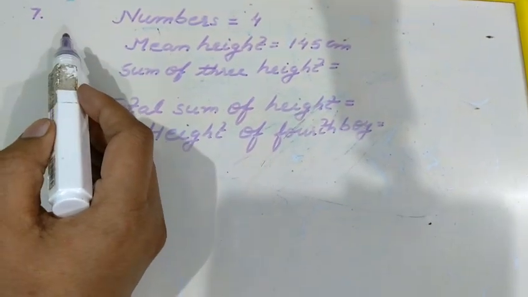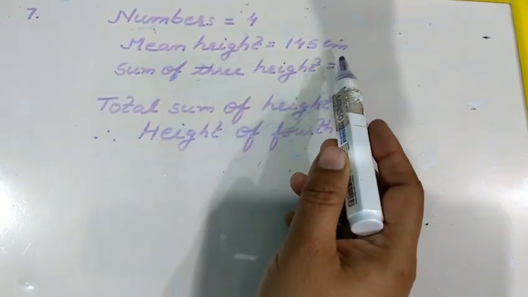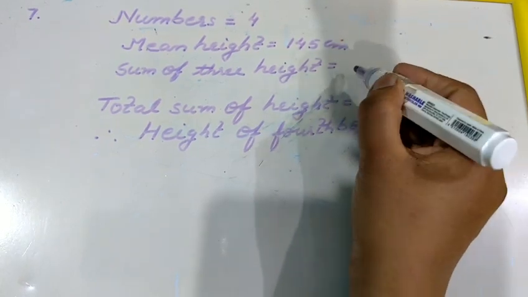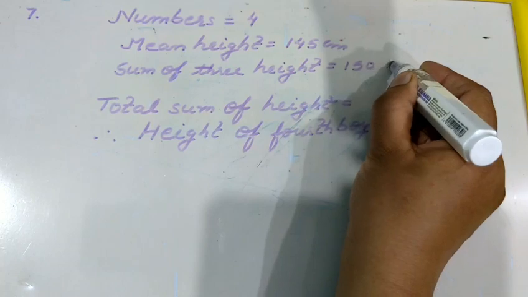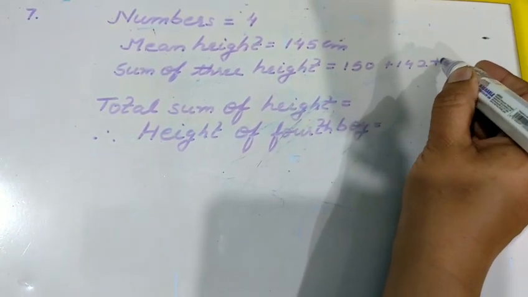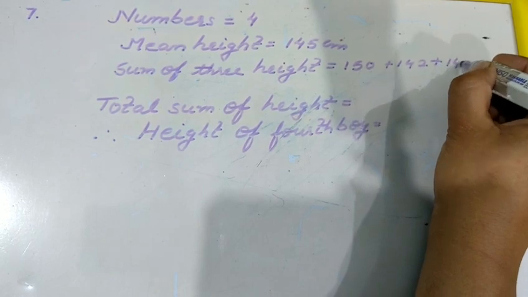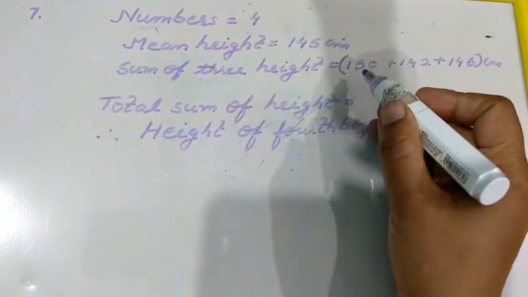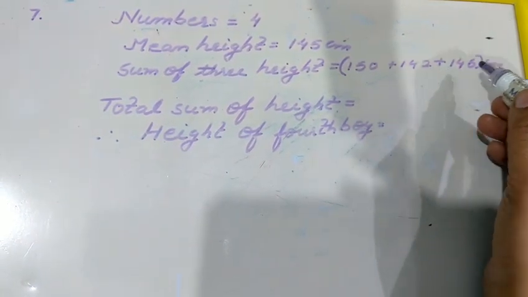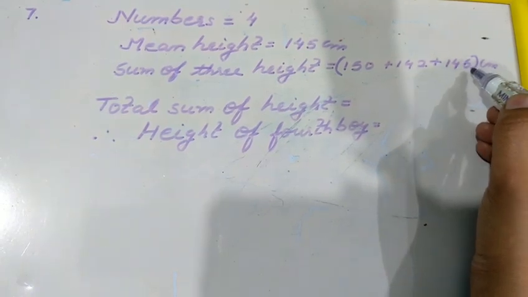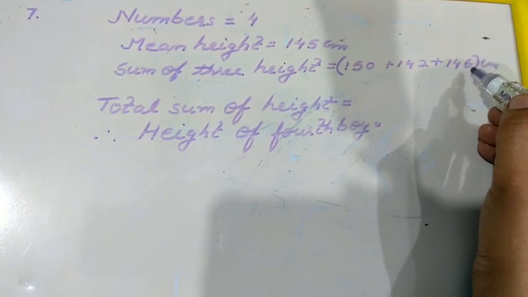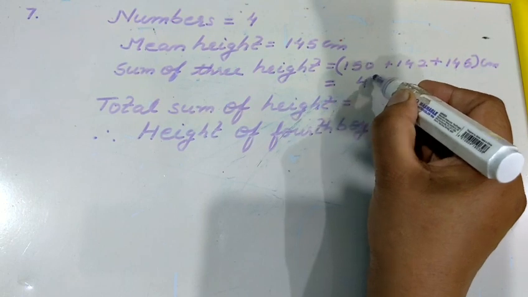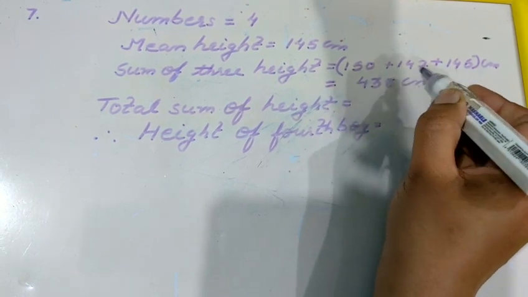So in question number 7, you are given there are 4 boys. Their mean height is 145 centimeter. Sum of 3 heights. So let's try to find the sum of these 3 heights. 150 plus 142 plus 146 centimeter. Let us sum up. 50 plus 42 is 92. 92 plus 46 is 138. 238, 338, 438. So the sum is 438. This is sum of 3 boys.